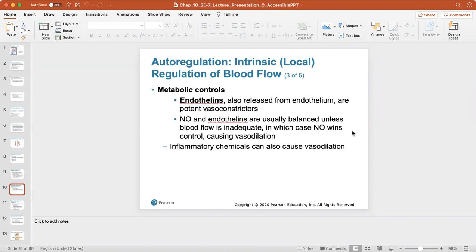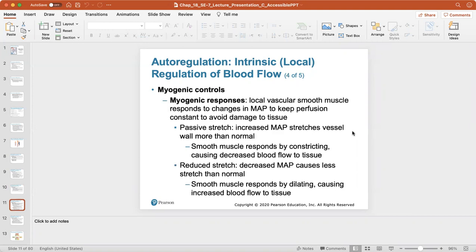And they can cause the release of nitric oxide, which is a powerful vasodilator, by your endothelial cells. Metabolic control also has to do with endothelins, which are released from your endothelium. They are potent vasoconstrictors. So we have your nitric oxide and endothelins. They're usually balanced unless blood flow is inadequate, in which case nitric oxide wins, causing vasodilation. Other inflammatory chemicals can also cause vasodilation.